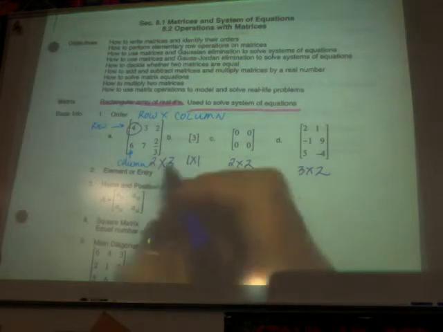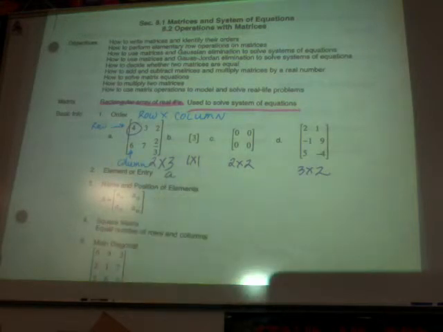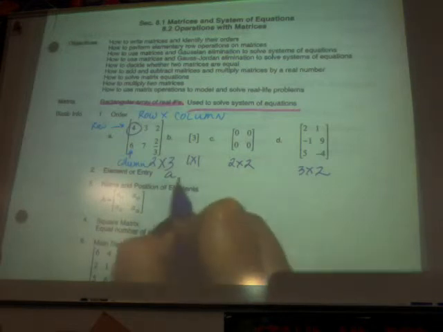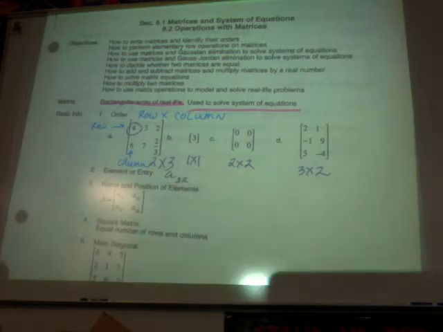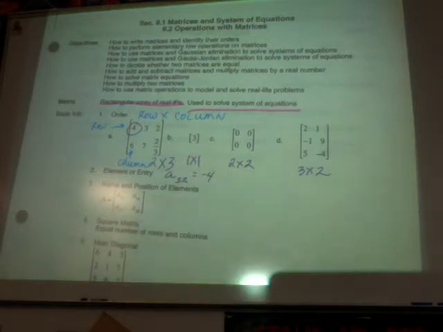-4. And for this one, oftentimes they like to use the letter A to represent an element. And they'll say, okay, it's in the 3rd row, 2nd column. So it's A sub 32, but it's not really 32. The first one is the row, the second one's the column. So A sub 32 is equal to -4. As long as you understand the notation, it's easy to identify what they're asking for.